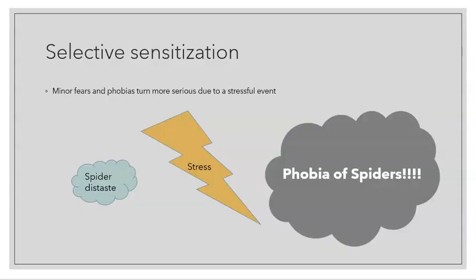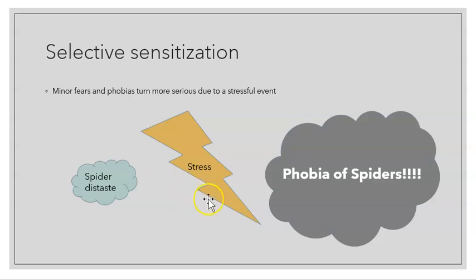Okay. And then the last thing that can affect how your phobias are developed would be selective sensitization. And this is where minor fears and phobias can turn more serious due to a stressful event. So I created this fun diagram. I had a good time making it. So here we've got a little cloud. It's bluish gray. It's fine. Where you've got a distaste for spiders. You're not necessarily scared of them, but you'd rather they weren't around, but if they are around, okay.